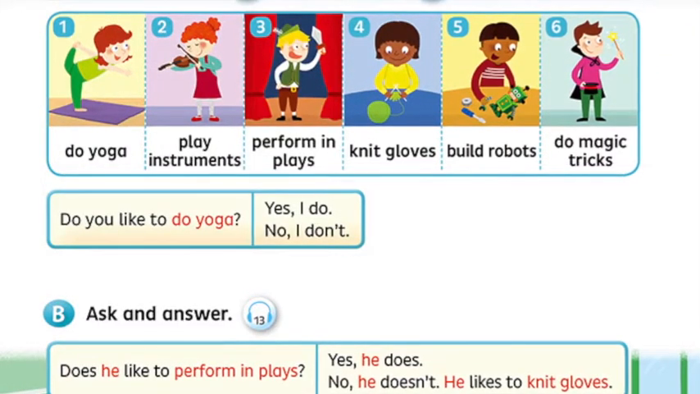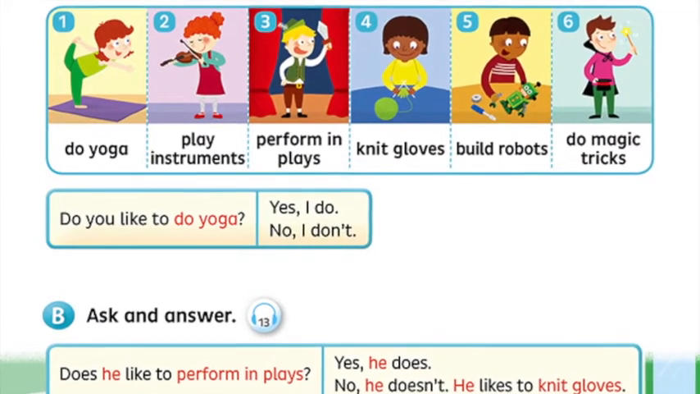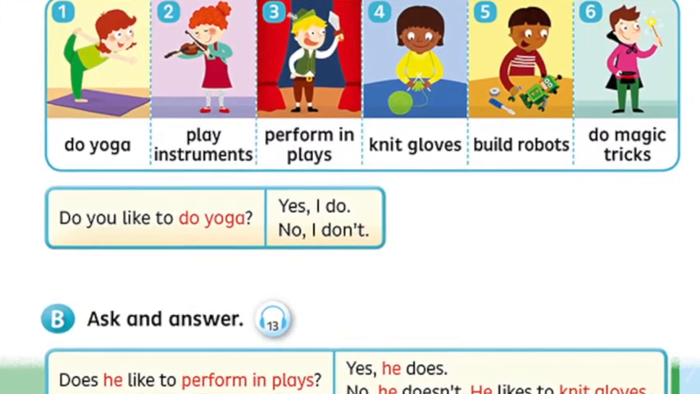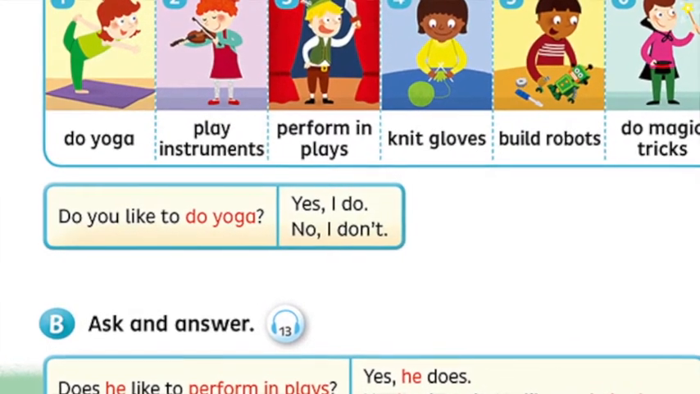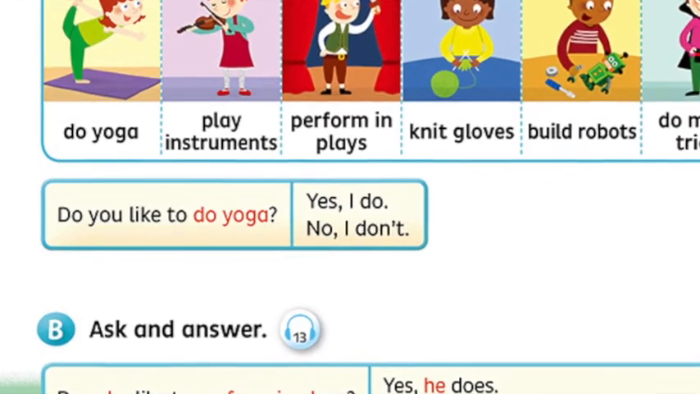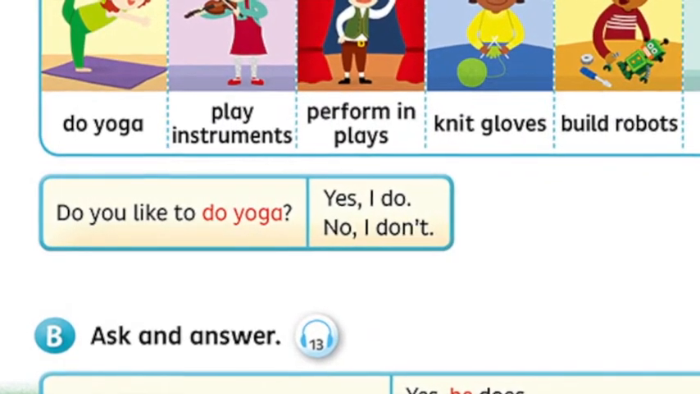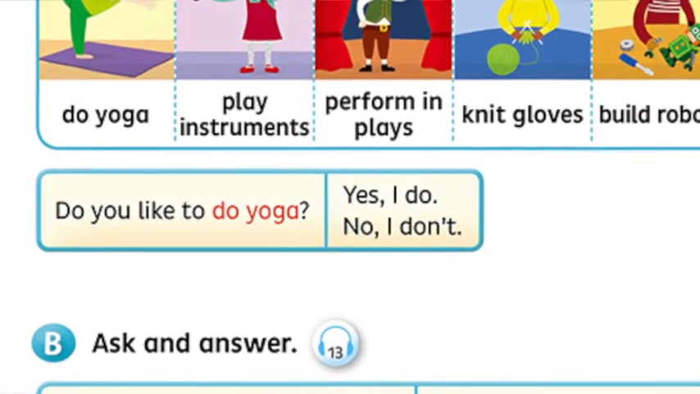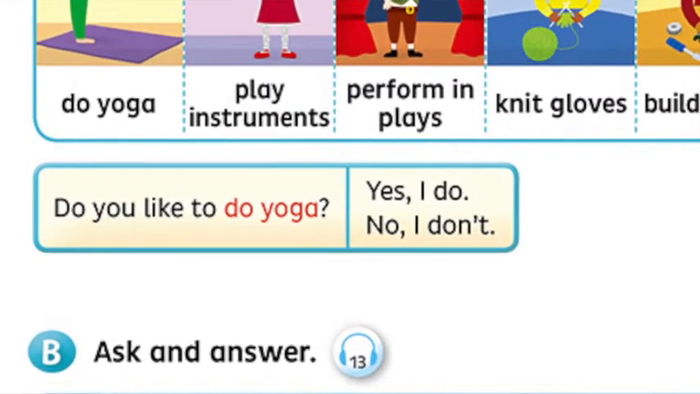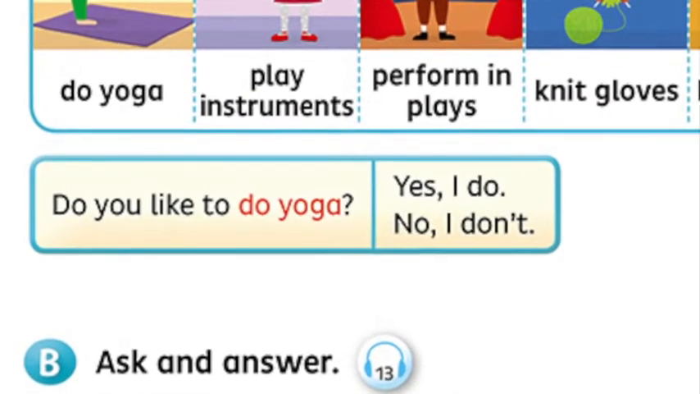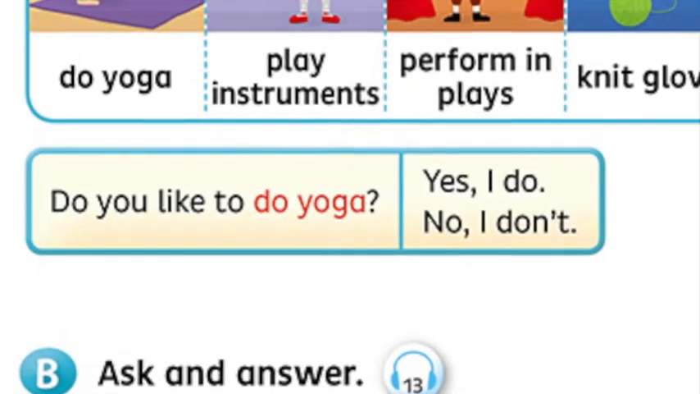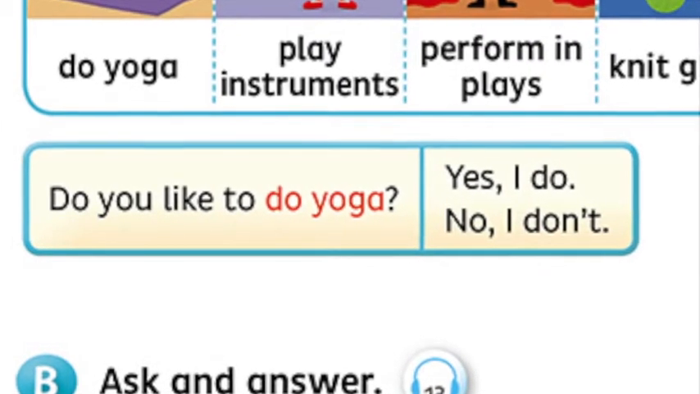Now we are going to practice how to ask one person if they like to do these activities. If we look below the club activities, you see a question. The question is, do you like to do yoga? There are two different answers, yes and no. If you do like to do yoga, you would say, yes, I do. The other answer is, no, I don't.